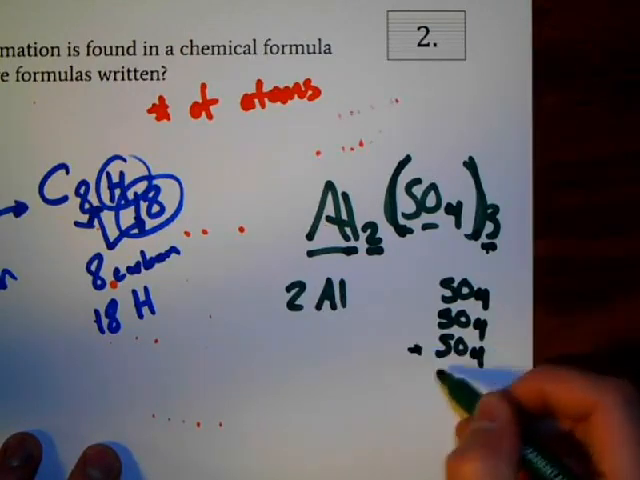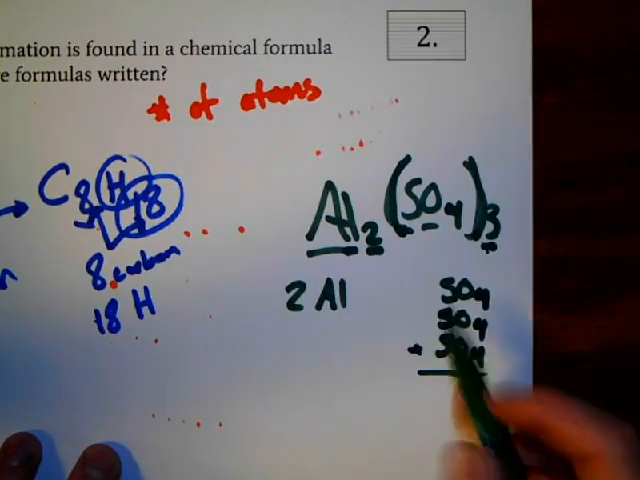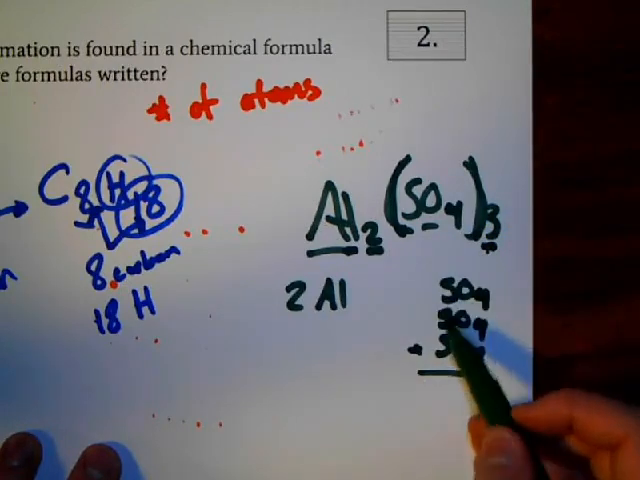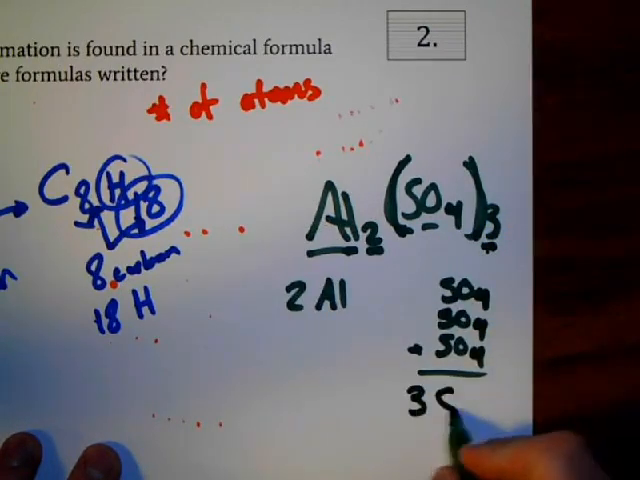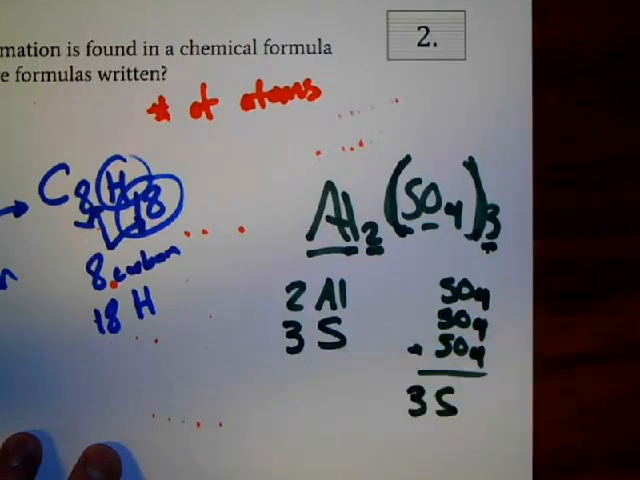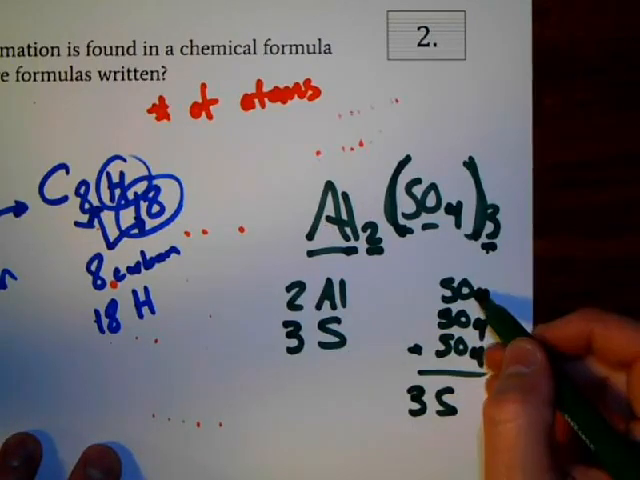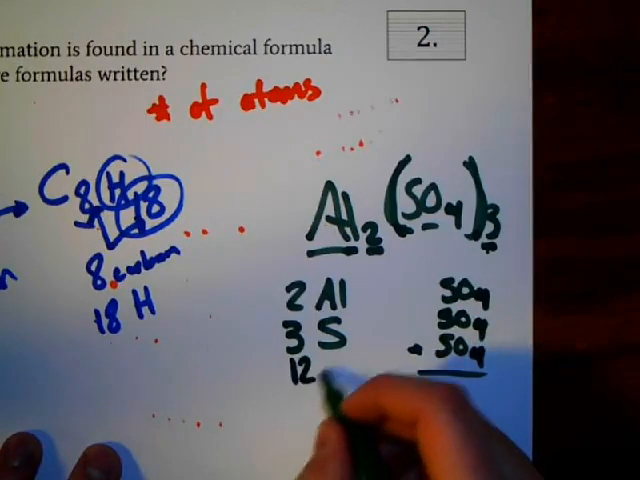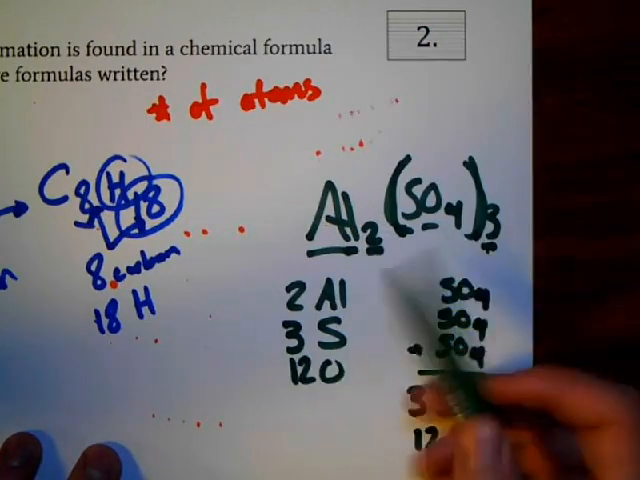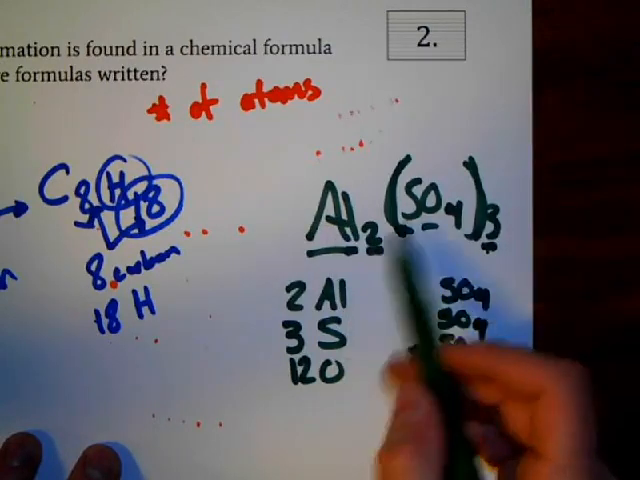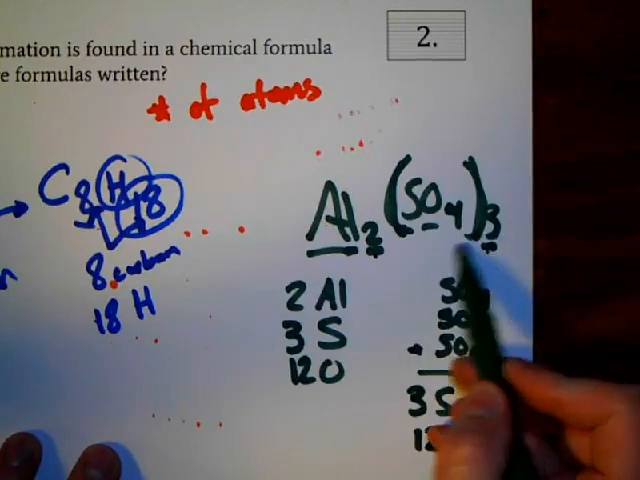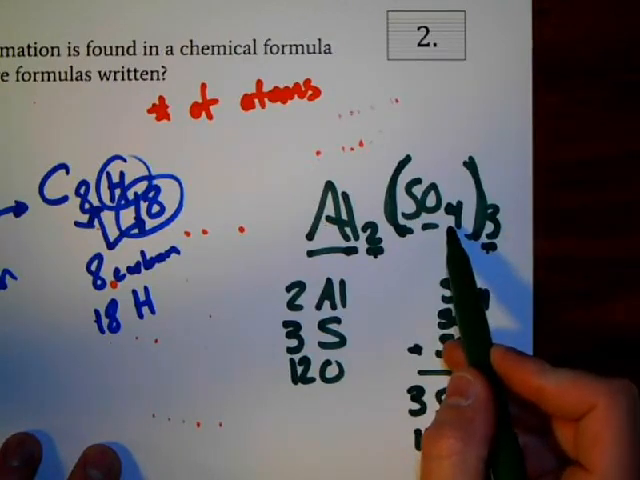We total up the number of sulfurs, we total up the number of oxygens, and that's going to tell me how much I have of each individual element. So from here, I have 1, 2, 3 sulfurs. So 3 sulfurs in total. And I have 4 plus 4 plus 4, which is going to be 12 oxygen atoms. So aluminum sulfate is what the formula is. Al2(SO4)3. We have 2 aluminum, we have 3 sulfurs, and we have 12 oxygens.